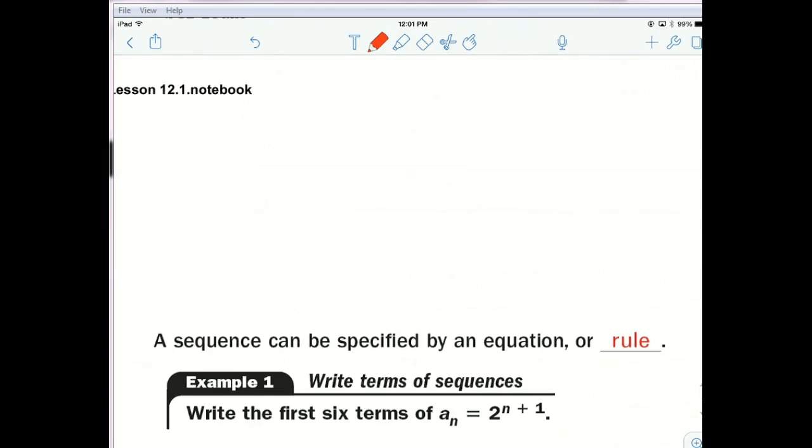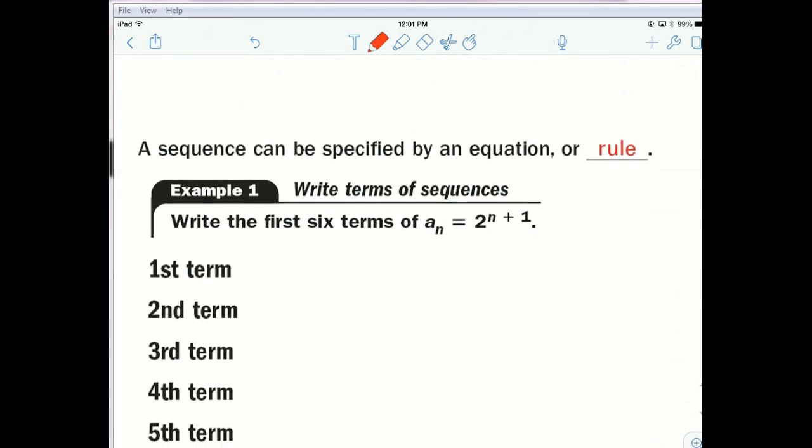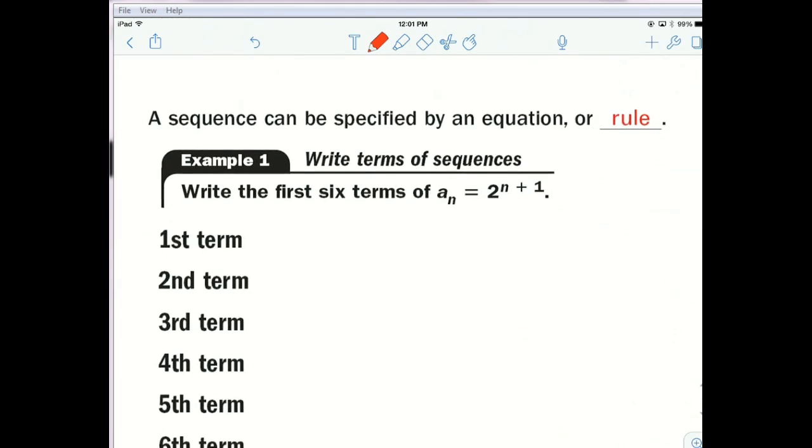So let's see if we have sequences. We'll get to series later. A sequence can be written as a rule, and here's an example of a rule. We've got A sub n, that's the general term. We always use n when we talk about sequences. A sub n is equal to 2 to the n plus 1. So whichever term you want, and this is called an explicit rule, if you want the 100th term, well then you plug in 100.